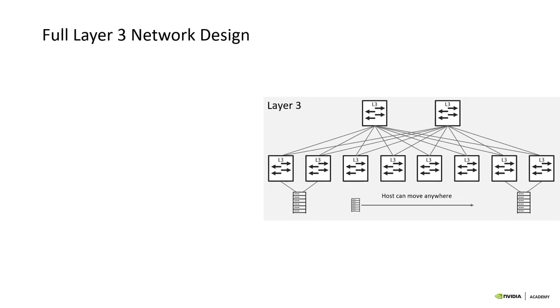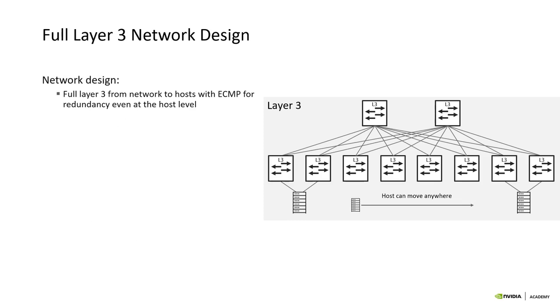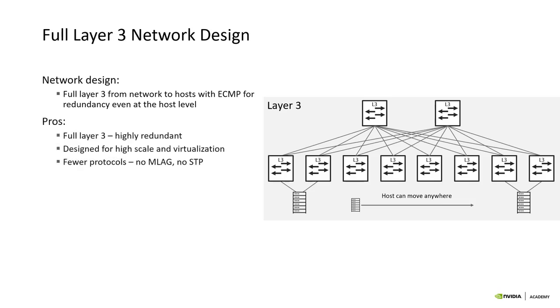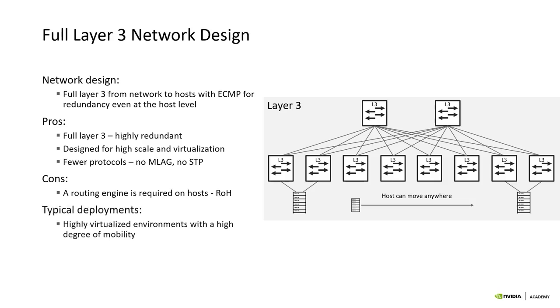The second option would be a full Layer 3 from host to leaf to spine with routing and ECMP for redundancy even at the host level. A very high level of scalability and redundancy is provided, and we've eliminated the need for Layer 2 protocols. One drawback is that it may somewhat complicate host administration since it requires a routing protocol to run on the hosts, also referred to as routing on the host. Typical deployments for this design would be a highly virtualized environment with a high degree of host mobility.